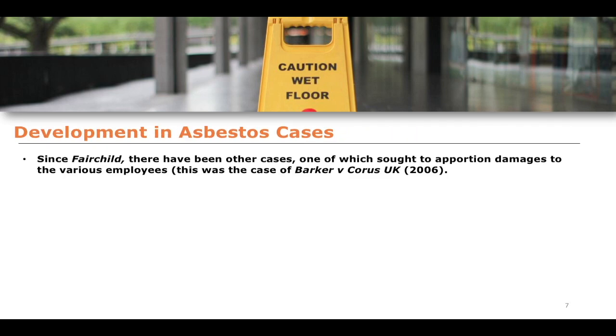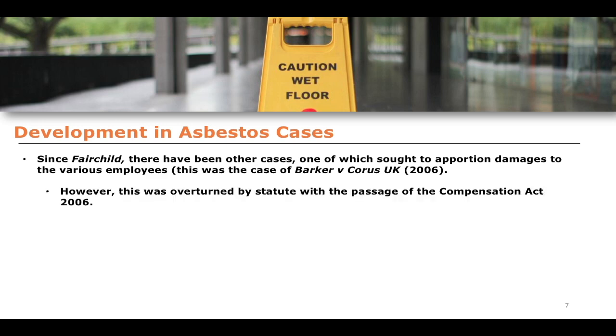Since Fairchild, there have been other cases, one which sought to apportion damages between various employers. This was the case of Barker v Corus UK. However, this was overturned by statute in the passage of the Compensation Act of that same year.